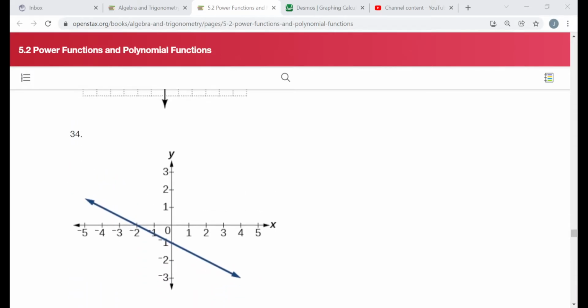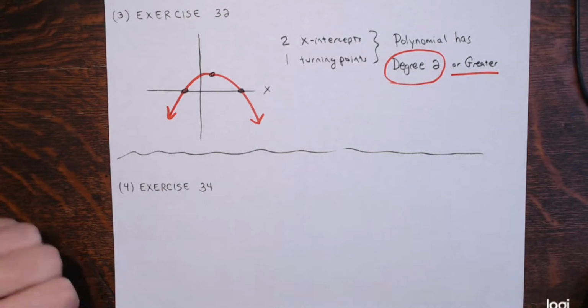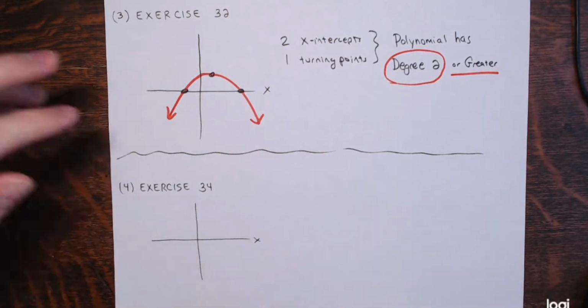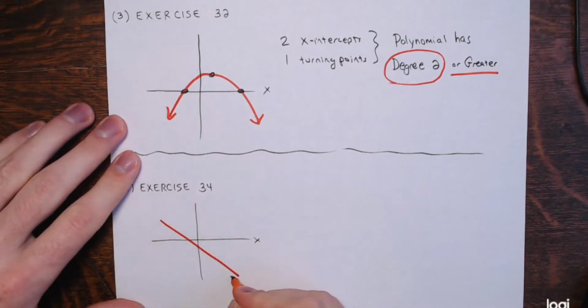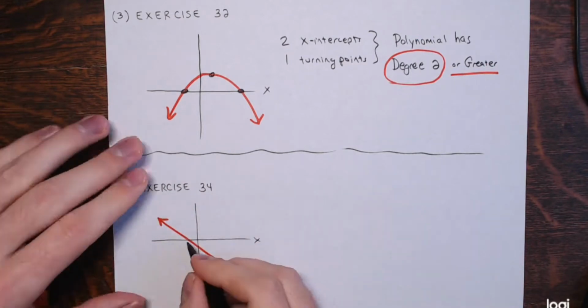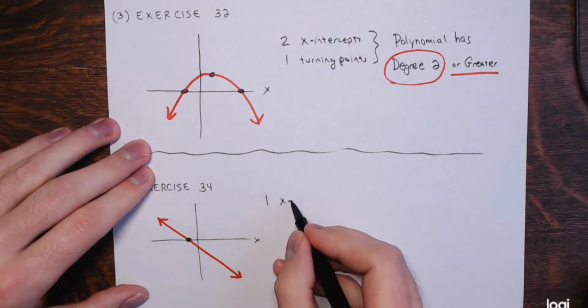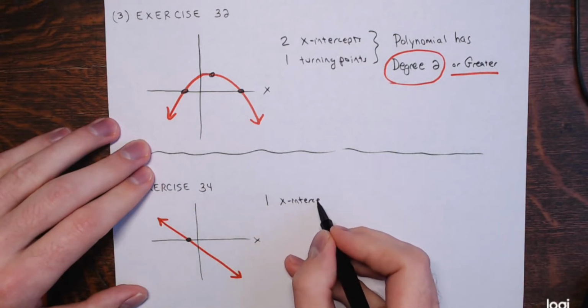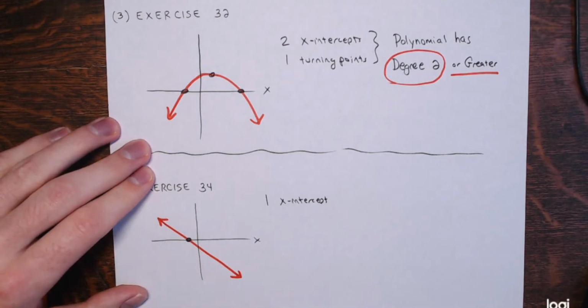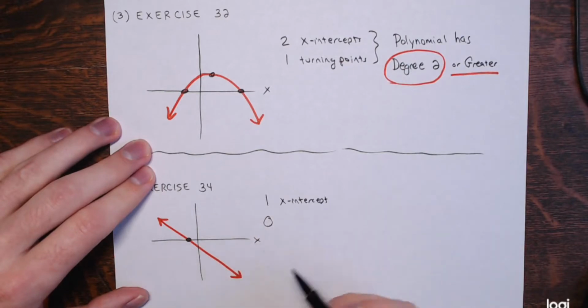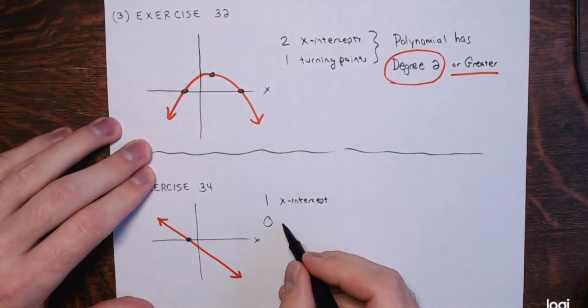So this is just a line. Remember, linear functions are degree 1. So I could say this is degree 1 or greater. If you look at it, I'll just draw a very rough sketch. Here's the xy plane. The line was doing this. So there's one x-intercept, and notice there are no turning points. It's always going down as you move to the right. There's never an increase to decrease or a decrease to increase. 0 turning points.